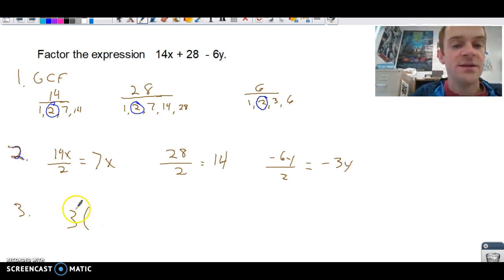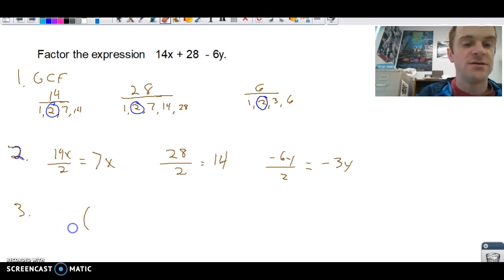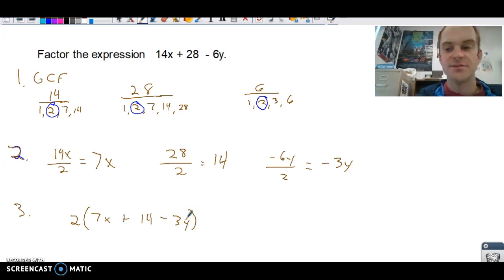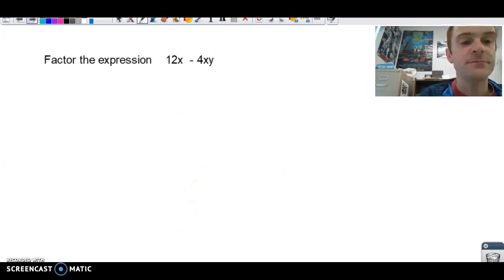So step 3 is to rewrite by putting the greatest common factor outside of that set of parentheses. Sorry, not 3, it was actually 2, right? We divided each term by 2. So now I'm just rewriting these. 7x plus 14 minus 3y. There's my factored expression. Again, if I double checked and I distributed this 2 back to each term, it's going to take me back to what I had at the start.